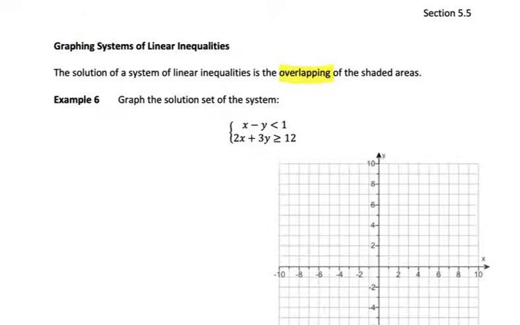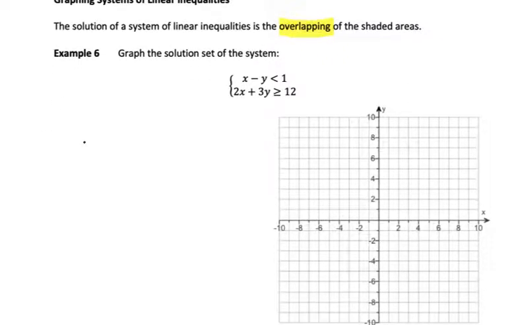It says to graph the solution set of the system. So basically what we need to do here is just graph each of the linear inequalities, make sure that we're using dotted and solid lines appropriately, and figure out the shaded areas for each, and then where the shaded areas overlap, that's going to be my answer. So we're going to start with the top one here. This is x minus y is less than 1. So I know that that's going to be a dotted line.